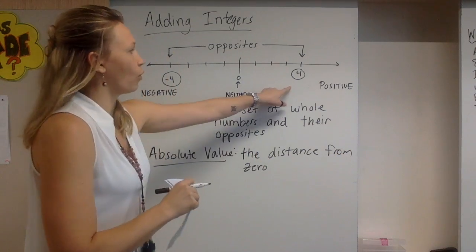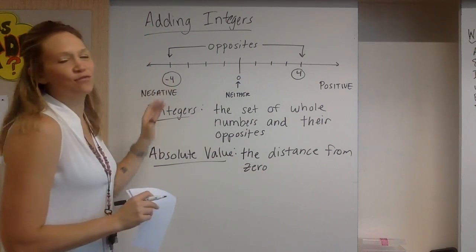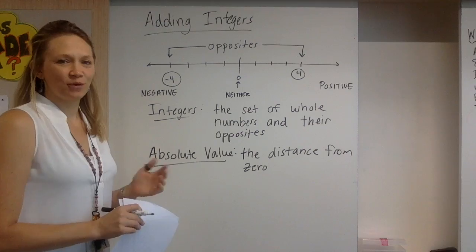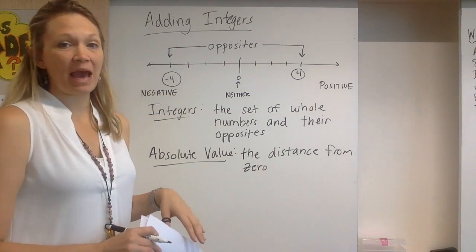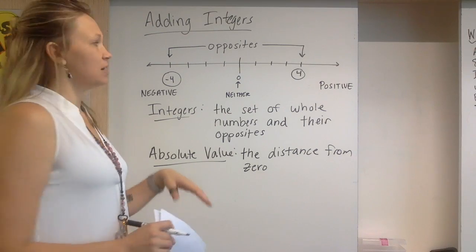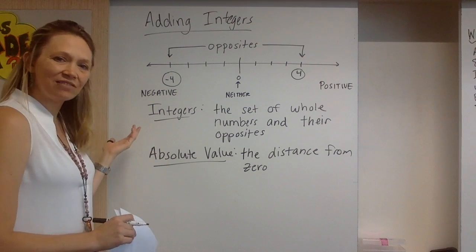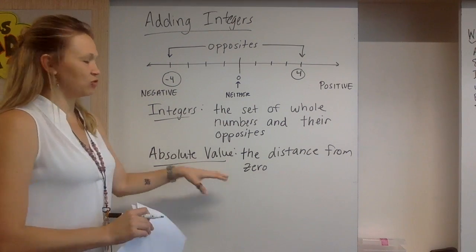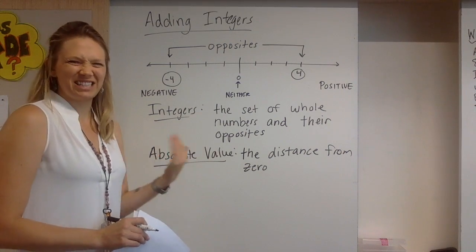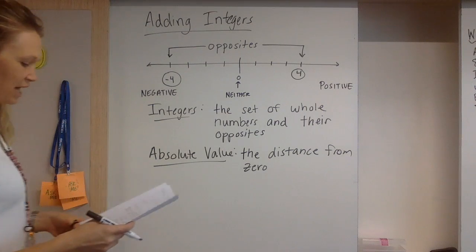So how far is 4 from 0? Well, 4. How far is negative 4 from 0? Well, that's 4 as well. So negative 4 and 4 have the same absolute value. Okay? How far away is 10 from 0? 10. How far away is negative 10 from 0? Well, that's 10 as well. So the absolute value is always a positive quantity because it's a distance, right? So it's a distance from 0. Okay? So we're going to be using that as well.